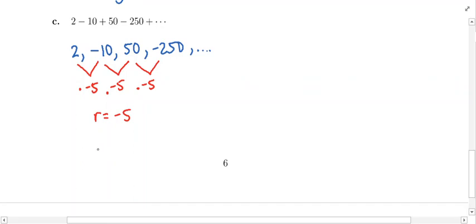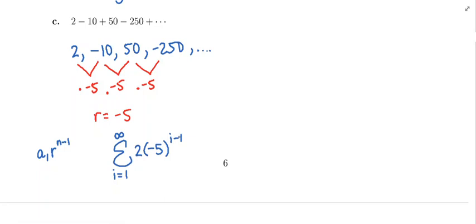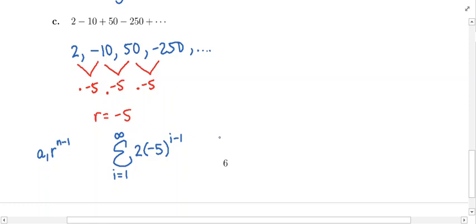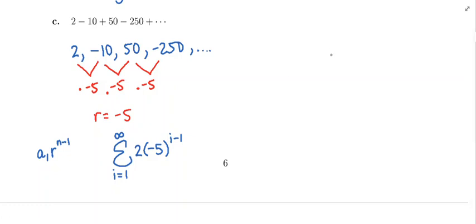If we want to write this in summation notation, we would do A1 times R raised to the n minus 1 power, or I minus 1 power. So here we could write this as the summation from I equals 1 to infinity. A1 is 2 here, our R value is -5, and we'd be raising that to the I minus 1 power. This is the summation notation that would produce this series. Do we think we can add this up to a single number? Well, let's think about it.